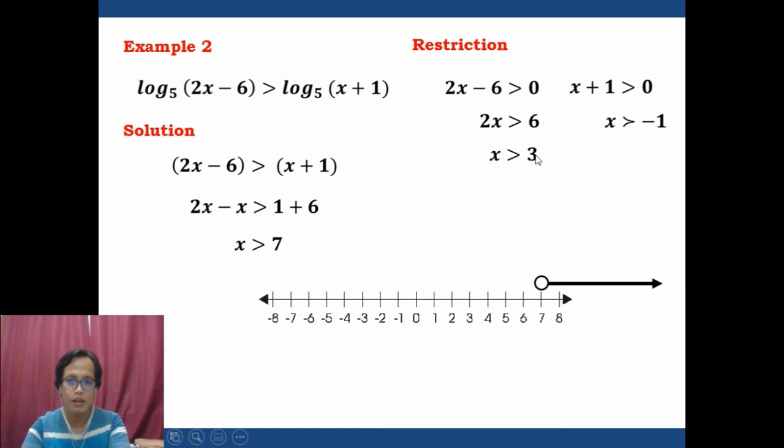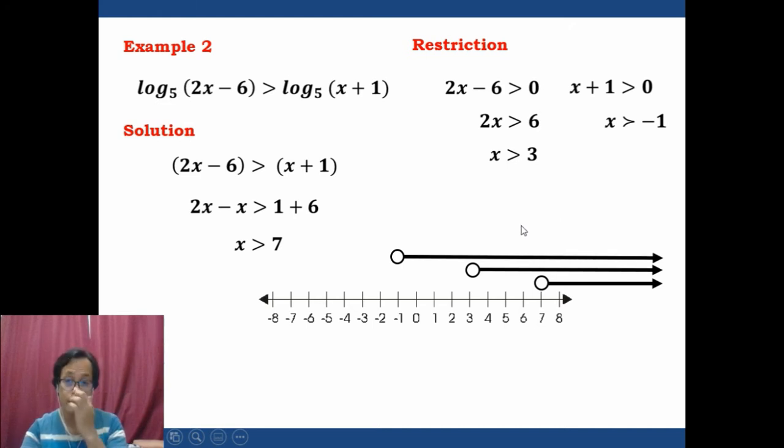X is greater than 3. So we locate the positive 3. Our positive 3 is located here. Still, this is greater than, so this is a hollow dot. Still, our arrow goes to positive infinity. Now, the third one: x is greater than negative 1. So this is our negative 1. Still greater than, so we need to use a hollow dot. And our arrow goes to positive infinity.